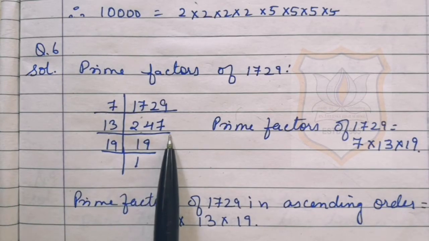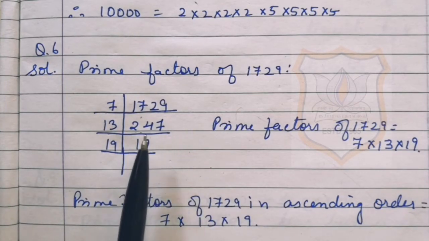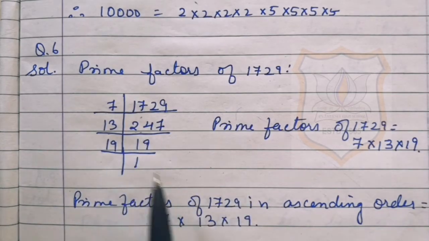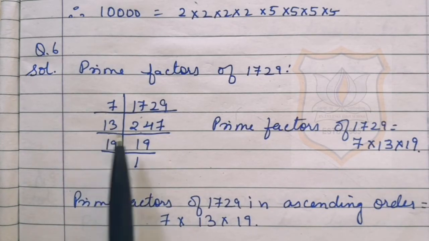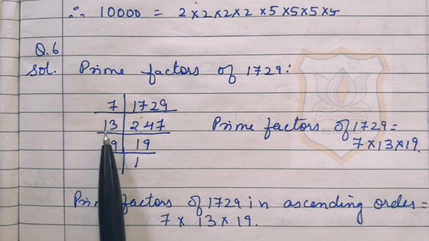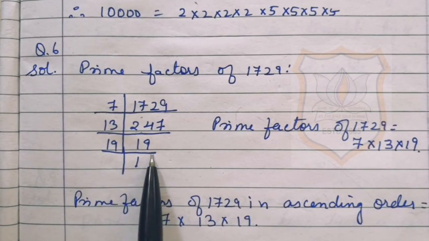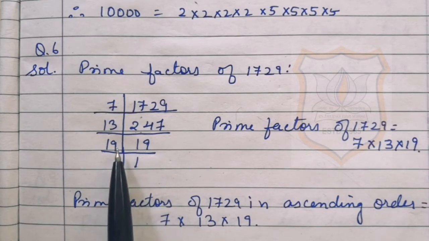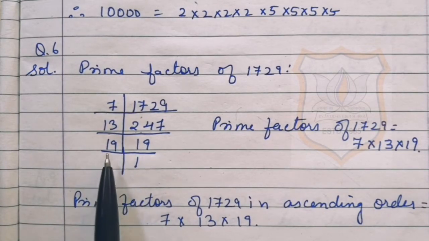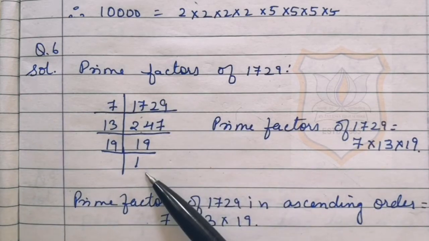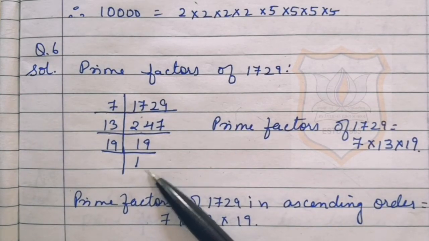as a quotient. Now we have to divide this quotient by another prime number through which this 247 is directly divisible. So we will take 13. By dividing 247 by 13 we will get 19 as a quotient. And as you know, 19 is a prime number. So 19 is divisible only by 1 and 19. So we will take 19 here. By dividing 19 by 19 we will get 1 as a quotient. We have to repeat this process until we get quotient as 1.